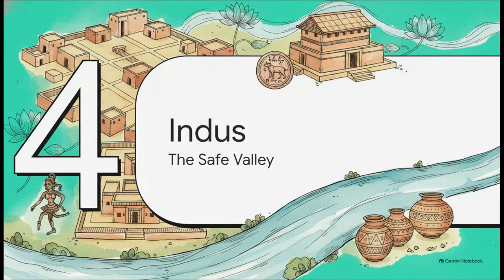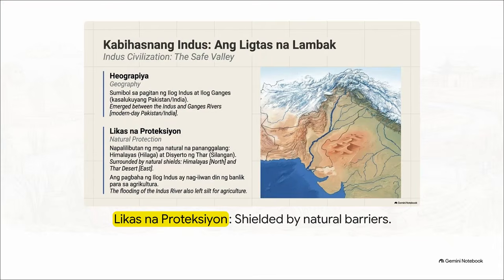Section 4. Indus, the Safe Valley. Moving eastward into South Asia, the Indus civilization emerged right between the Indus and the Ganges rivers in modern-day Pakistan and India. For this one, I really want you to memorize the phrase likas na protection, which translates to natural protection. This valley was naturally shielded by the massive Himalayas up to the north and the harsh Thar Desert to the east. This likas na protection was huge.